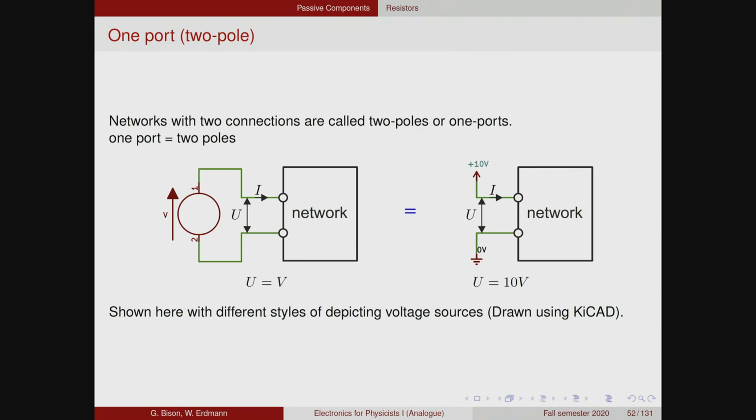Now we can depict this situation with a voltage source and the current going in and coming out, and the potential difference measured across the two poles here.